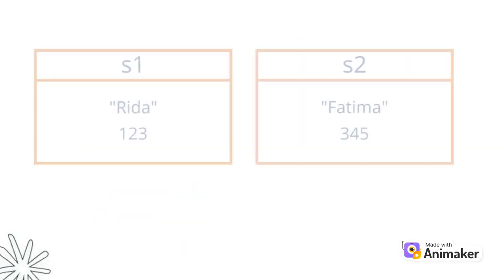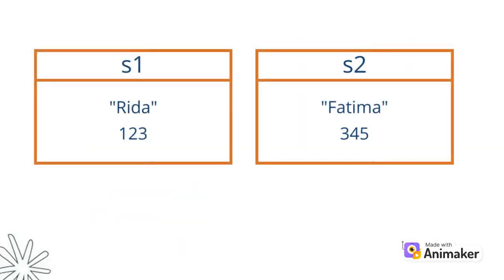One important thing to note is that these objects have their own set of variables, so S1 gets its own name and roll number and S2 gets its own. If we change the variable for S1, it won't affect anything in S2.